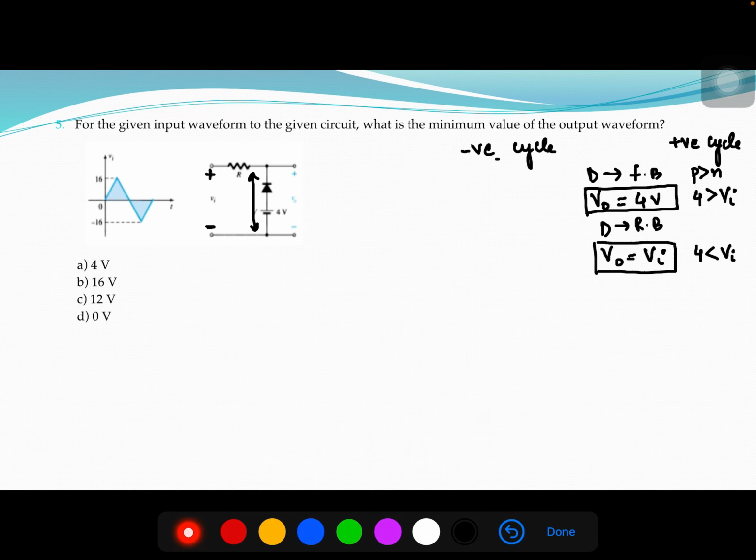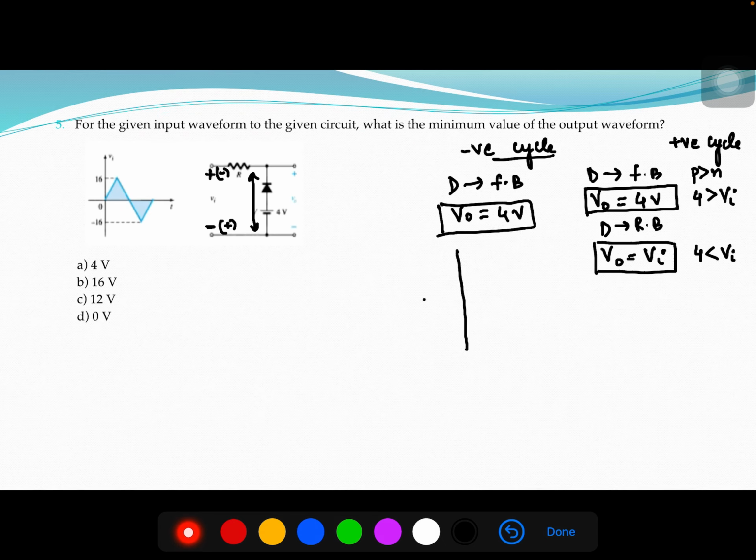Now for the negative cycle, you will put minus here and plus here. So the diode P is getting plus again of the battery, and N is getting negative of the cycle. So this time again your diode is forward, and the diode will be short circuited. V0 will be 4 volt. So these are the answers.